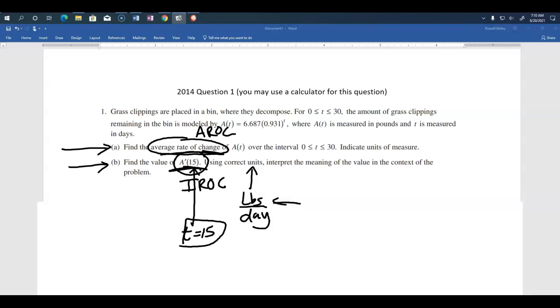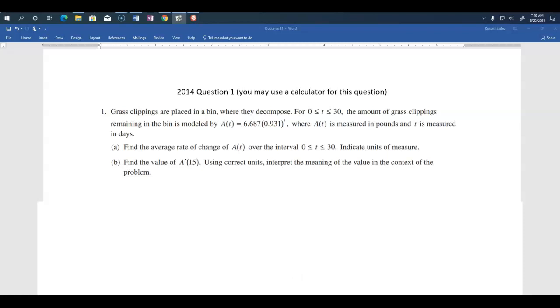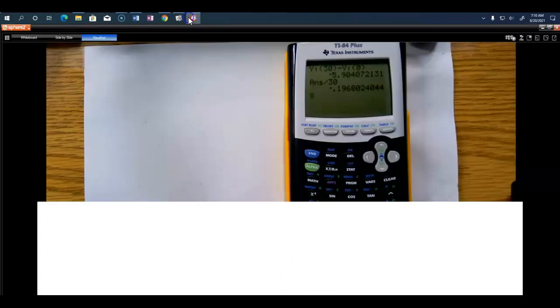All right? So knowing all that, let's go ahead. From here, we're going to use our calculator. I want to find A prime of 15. So I've already shown you guys one way to find a derivative, and I would like to show you guys another way of finding a derivative now. So let's go to our calculator, and I'll show you a different way of finding the derivative than the one we've already learned.